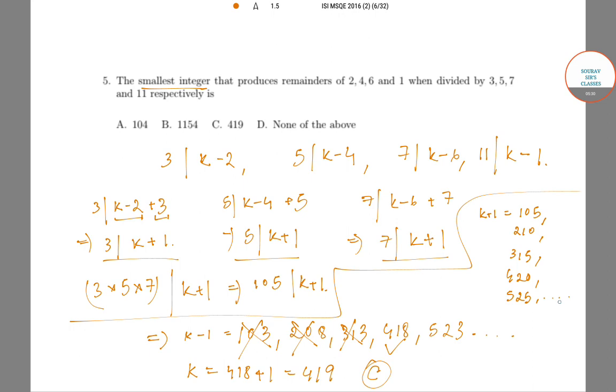We have to take at most a set of 11 numbers to find the same remainders while dividing by 11. So we just check by hand and see that the lowest k − 1 for which it is divisible by 11 is 418. So k has to be 419. Option C is the correct answer.